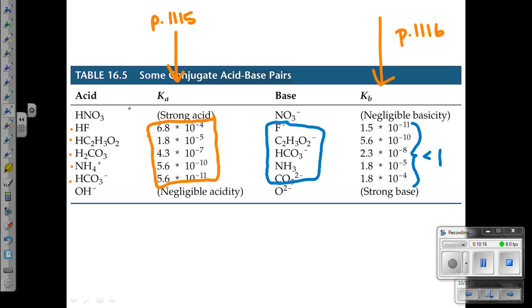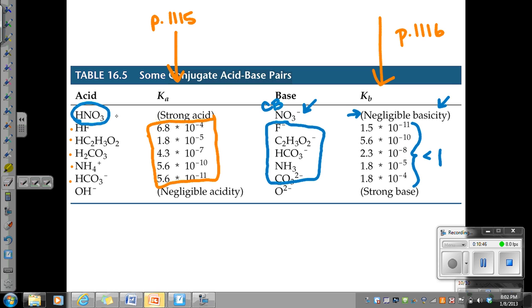If you remember what was in the previous video, this is our acid, and its conjugate base. Nitric acid is the strong acid. Its conjugate base is nitrate. Because the acid is strong, the conjugate base would be weaker than water, so much weaker than water that it's considered neutral, with no acid or base properties, and that's what we see here with this Kb.